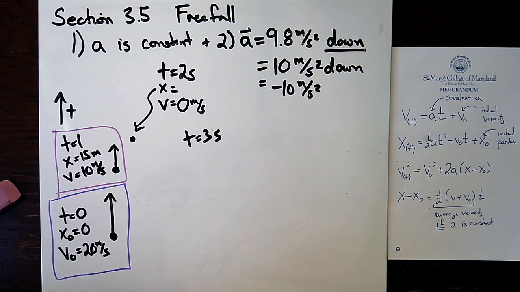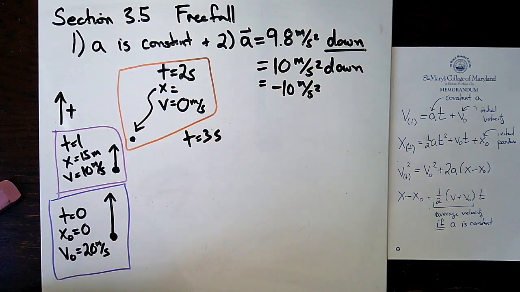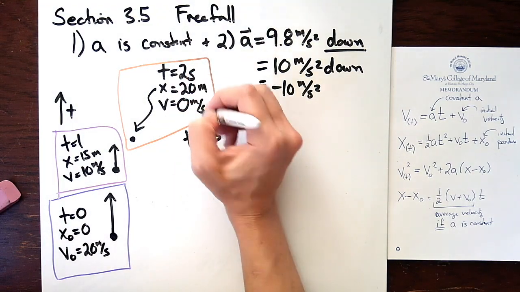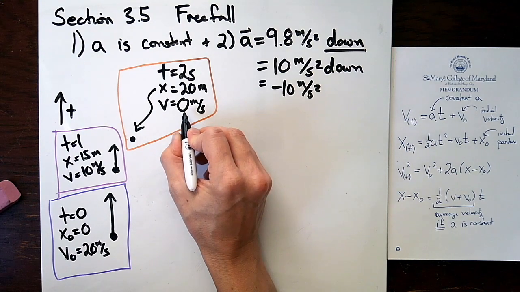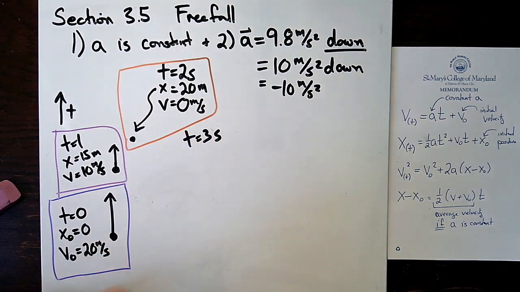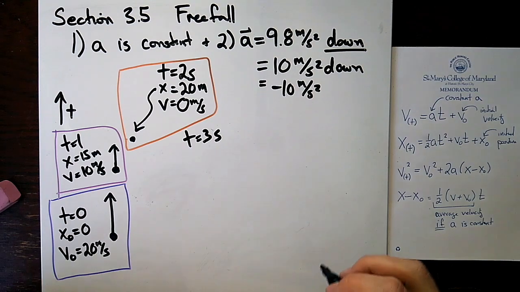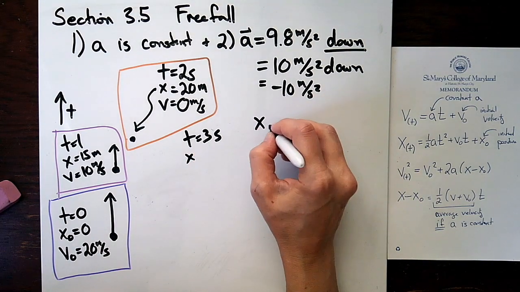2 seconds later, I did not write in the position, but I am at 20 meters up, about where I started, and I'm not moving anymore. I've stopped, temporarily of course, but I don't have any velocity right here. 3 seconds later, where am I? Well, let's find position first this time.